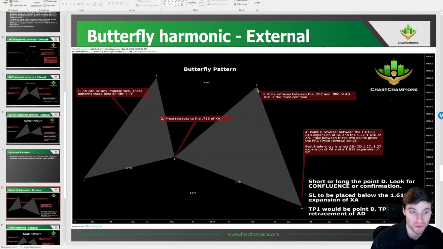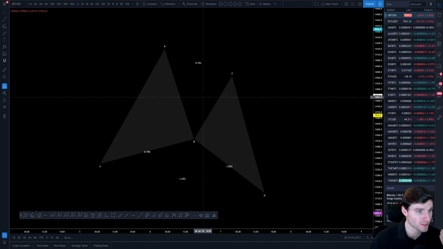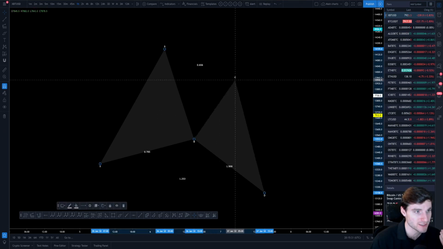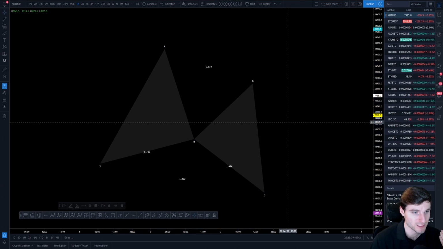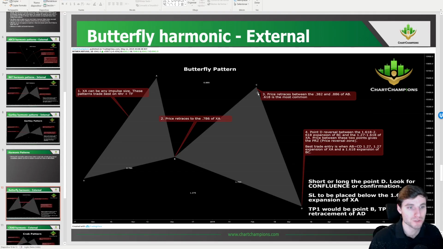So once you've hit your C, let's just put this in. We would like to see the 618, so looking at this number, moving to this 618. Okay, brilliant. Once we've hit the 618, we are then looking for an impulsive move down.